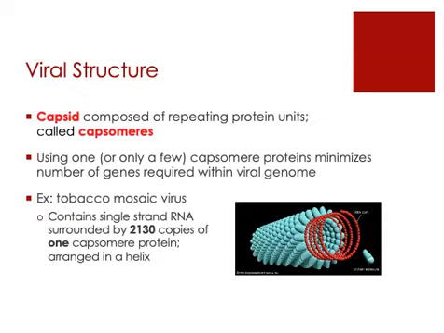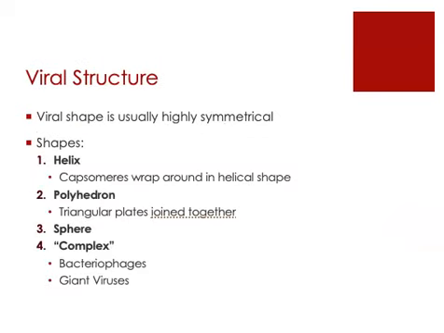Let's go back to the tobacco mosaic picture for a minute. If you were to follow these turquoise molecules, they actually wrap around this viral particle in a helix, in a helical way. Very, very organized, very symmetrical, a common feature of viral particles. So there are helix or helical shaped viruses.